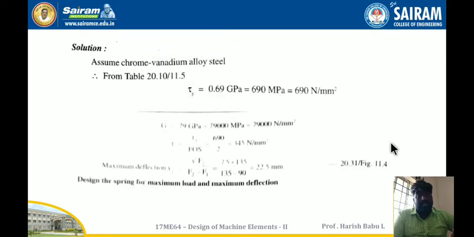F2 is 2. So assuming the chrome vanadium alloy steel, from table 21.10, yield shear stress will be 0.69 GPa or 690 MPa, and G value will be 79 GPa. So finding the shear stress, I get 145 Newton per mm square. The maximum deflection y, I get as 22.5 mm. So design the spring for a maximum load and maximum deflection.